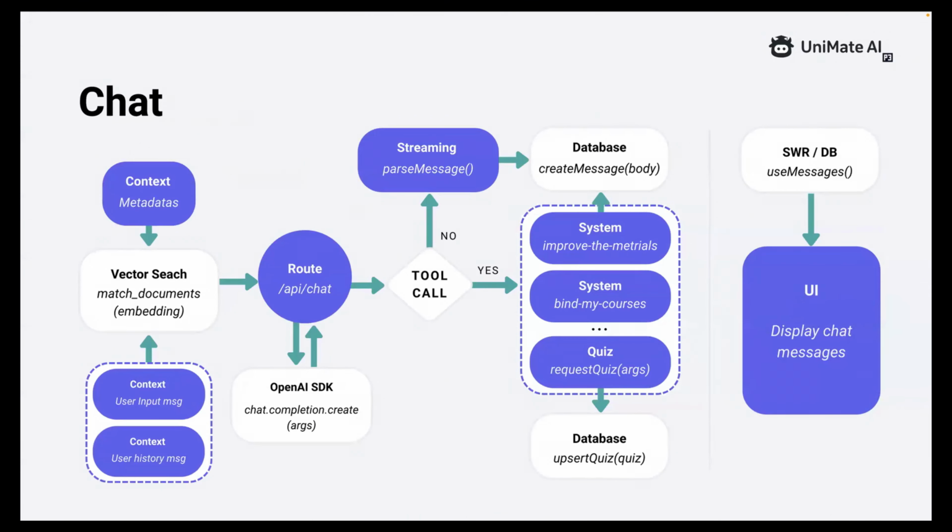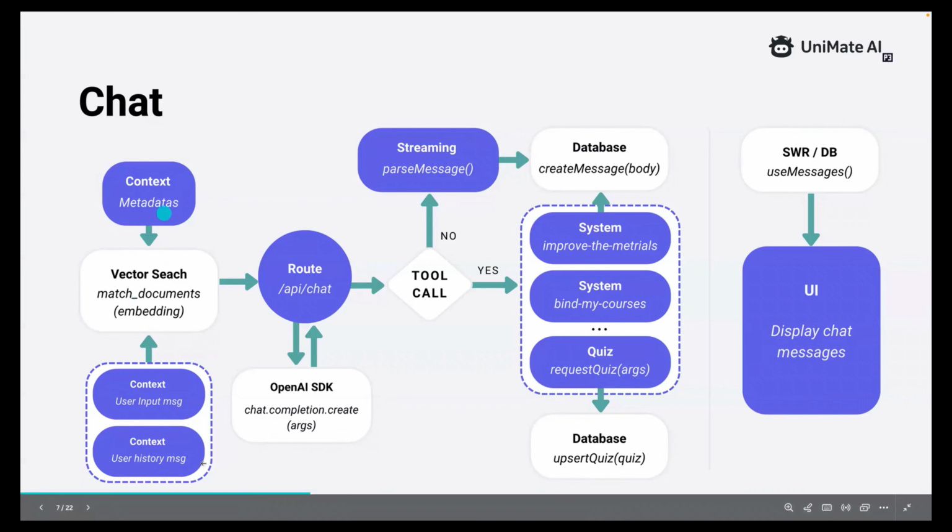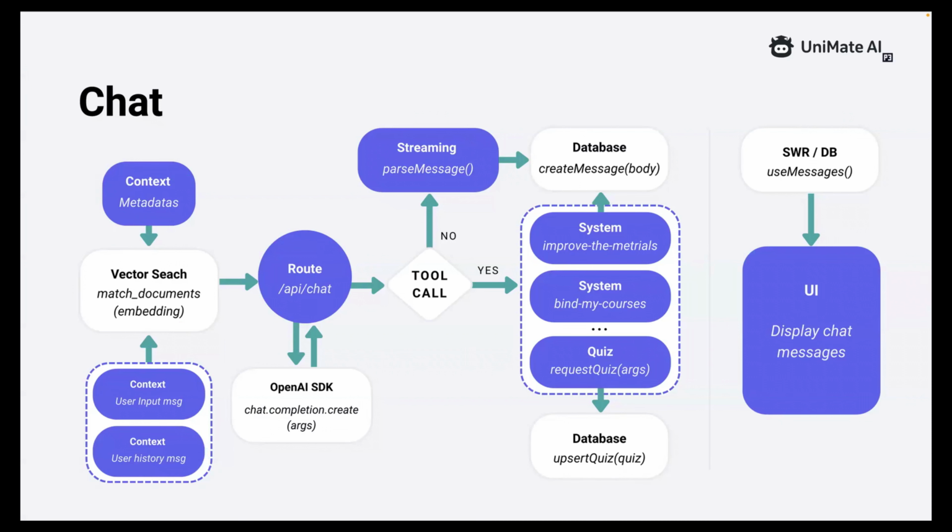So what actually happens when a user sends a message? Let's follow the data on this diagram. Firstly, we grab the user's message on the left side, the chat history, and any filters you have selected. Using that, we instantly search through our documents with vector search to find the most relevant information for your question. All of this context is then sent to our API route.